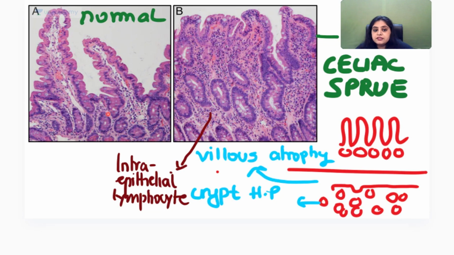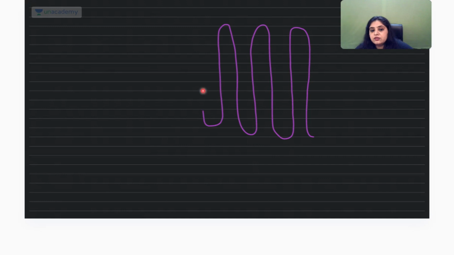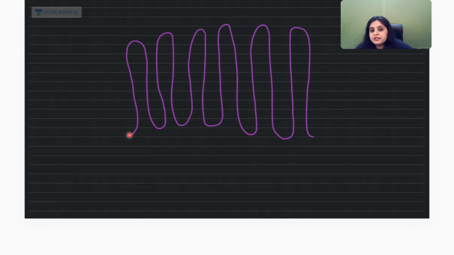And what are these round ones? These round ones are the crypts. So this happens to be villi, and this round one happens to be crypt. How is it formed? I'll show you. This is how the small intestine is. These are all the villi. When these villi dip down, the blade cuts them in a transverse manner, so they start looking like a crypt. So this is a villus, the finger-like projection. When it dips down and you cut the tissue, the cut section comes out round, and that is going to be a crypt.